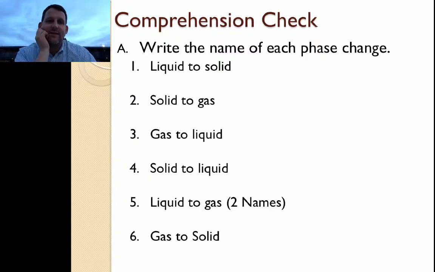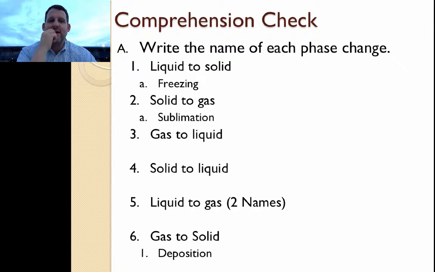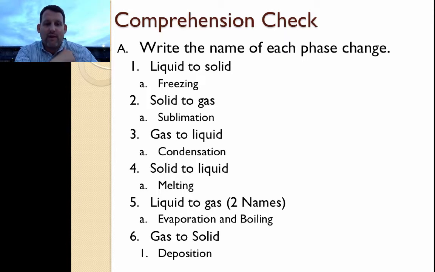All right, so hopefully you had liquid to solid and you said, hey, that means it is freezing. Doing the bottom one first, I guess. Gas to a solid is called deposition. Then freezing for the next one up. Solid to a gas is sublimation. Gas to a liquid, so that's like steam turning back to water, is called condensation. Solid to a liquid, well, that's called melting. Liquid to a gas, there's two names. There's the slow process, which is called evaporation, and the super fast process is called boiling. Awesome, so far so good.